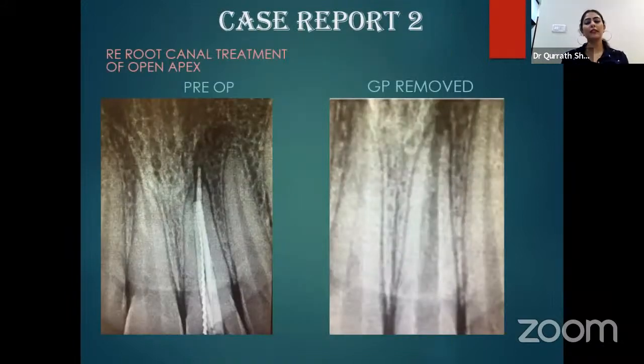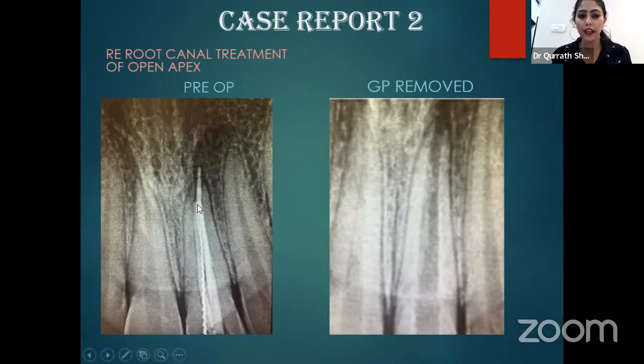Now coming to case report 2. This was more challenging compared to the first case. The reason being, if you see the radiographic examination, you can see a separated H file. You can also see the GP extruding beyond the apex, and there is a periapical lesion as well.